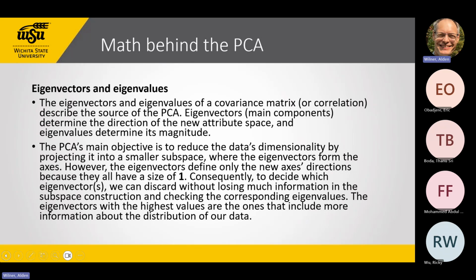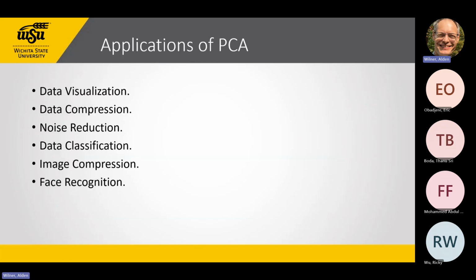PCA's main objective is to reduce the data's dimensionality by projecting it into a smaller subspace where the eigenvectors form the axes. However, eigenvectors only describe the new axis directions. An eigenvector always has a size of 1, so we need the eigenvalue that tells us which vectors are more important than others. The eigenvectors with the highest values are the ones we want to keep. The eigenvectors with low eigenvalues are less useful, not helpful in our model. We're going to throw those away after we build our PCA.